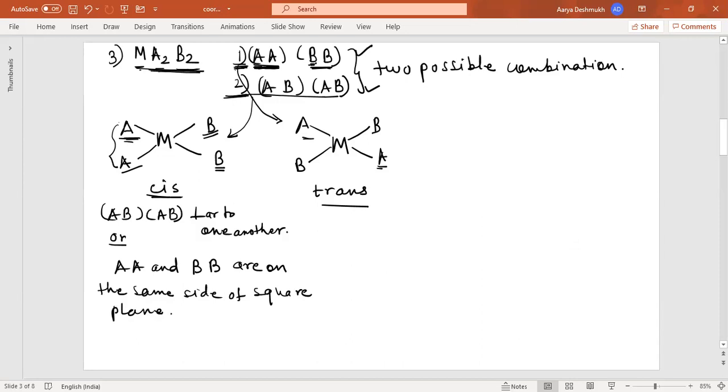Okay, so this is cis isomer. So adjacent position means cis isomer. So I can write here adjacent. So that is cis. And in case of this structure, this AA and BB, AA and BB, which are perpendicular to one another.